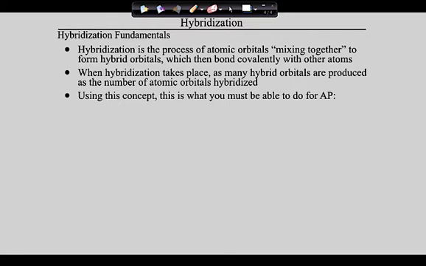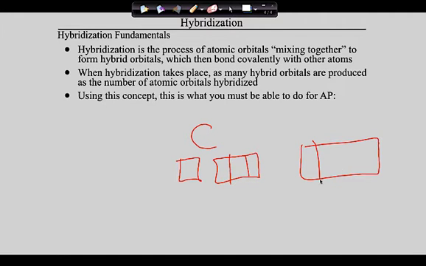Guys, you got to be clear on this. Don't write it down, but it's important. When hybridization takes place, you get out as many hybrid orbitals as atomic orbitals that hybridize. So what does that mean? For example, with carbon, we had the s and the 3 p's. The s and the 3 p's hybridized, and we ended up with 4 hybrid orbitals. So guys, you always get out what you put in. Does that make sense? Okay.